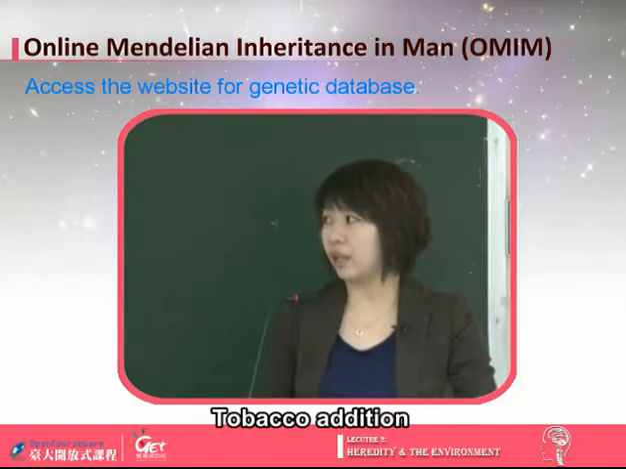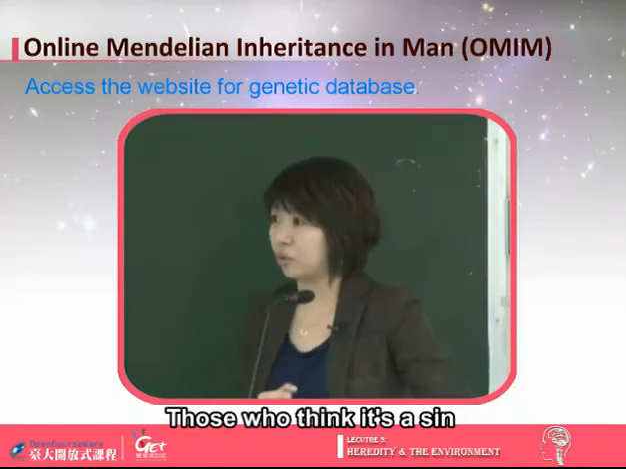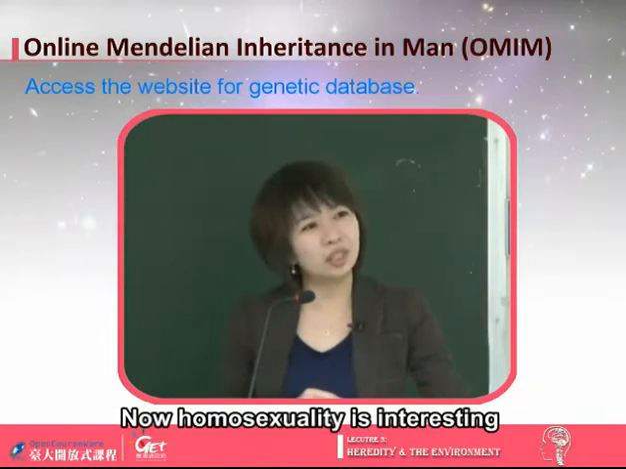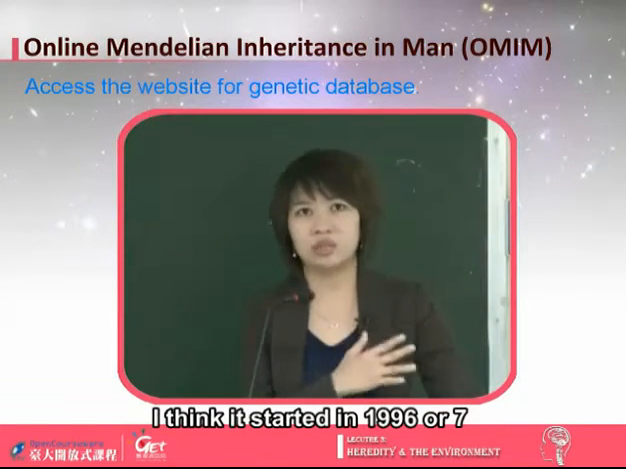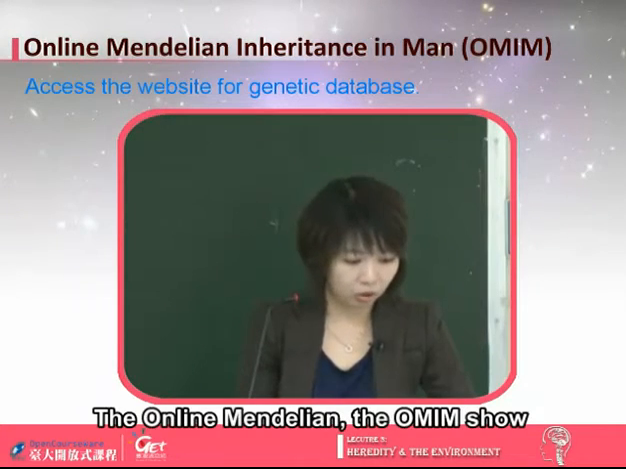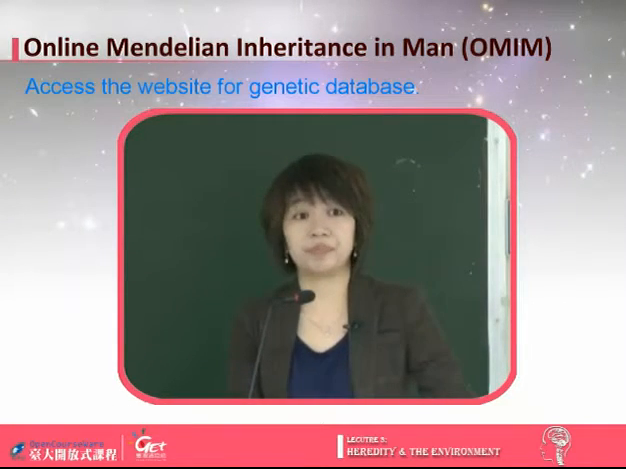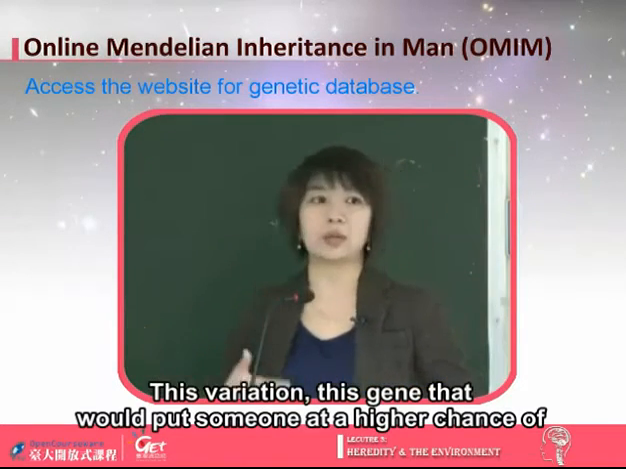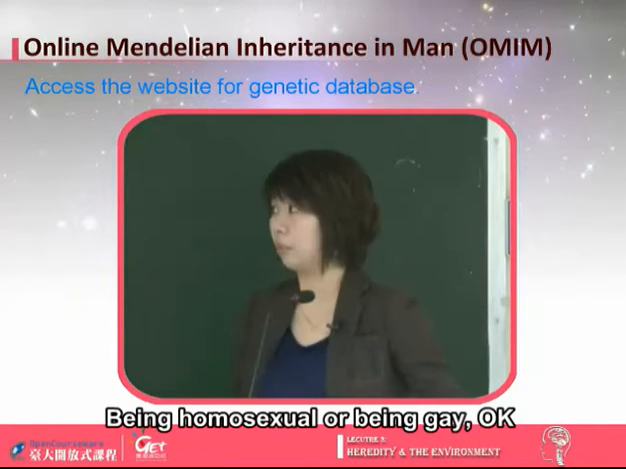Stuttering, tobacco addiction, alcoholism, and contrary to everyone's beliefs, those who think it's a sin, it's not, because it's determined by genes. Now, homosexuality is interesting because the research, I think it started in 1996 or 7, and the latest study that OMIM showed said that you have to blame the mother. The mother is the one who actually carries this variation, this gene that would put someone at a higher chance of being homosexual or being gay.